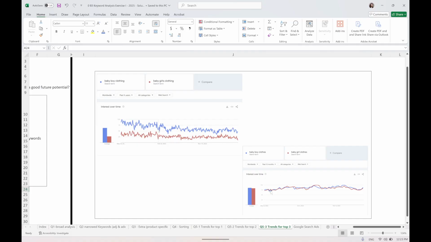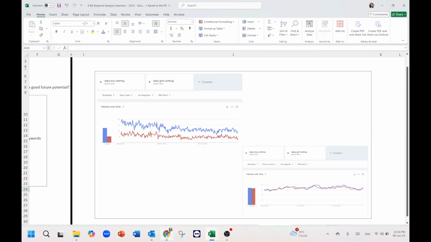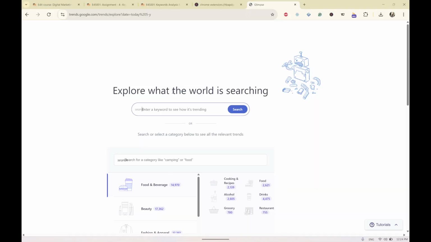You see? So if you look at baby boy clothes and baby girls clothes, and this is baby boy clothing, baby girls clothing, even though they have the same search volume, and you can tell that this is true. And this is what we saw also for baby boys clothing, baby girls clothing, but it seems like there's a discrepancy nonetheless.